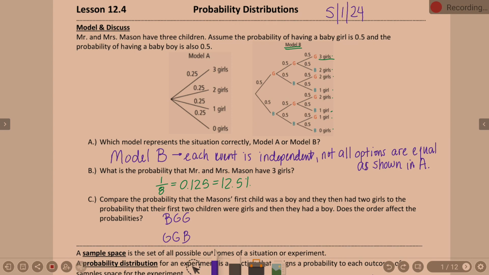Okay. So, how many times did boy, girl, girl happen out of these 8 options? What do we have here? Boy, girl, girl. Does it happen any other times? No, because these start with girls, don't they? So there's 1. 1 out of how many? 1 out of 8. What about girl, boy, boy? What do we see here? Girl, boy, boy? How many times does that happen?